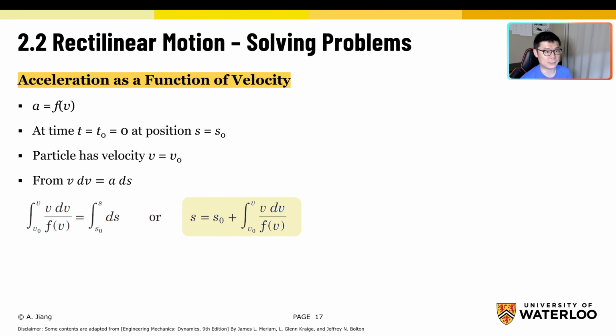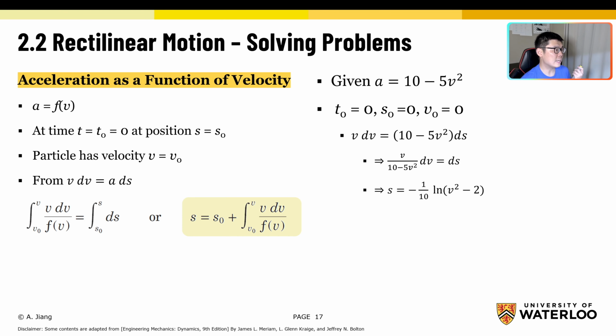The next scenario is that the acceleration can also be given as a function of velocity, a equals f(v). If that's the case, then we'll need to use the third relationship we developed before, v dv equals a ds. Given proper boundary conditions, don't worry, we'll always give you, we can calculate the displacement through this equation. For example here, given acceleration as a function of velocity, 10 minus 5v squared, and given the t0, s0, v0 initial conditions, we can use v dv equals a ds and take the integral to get our displacement is negative 1 over 10 ln of v squared minus 2.